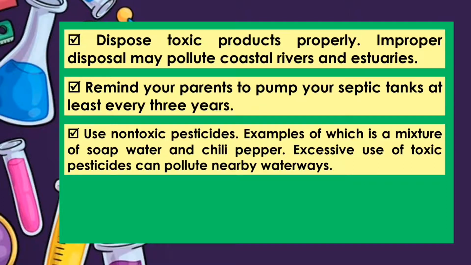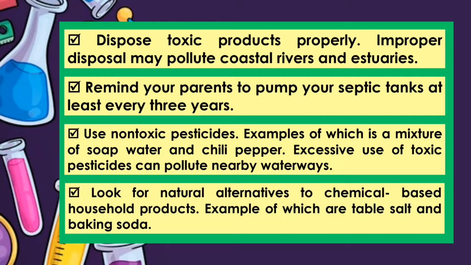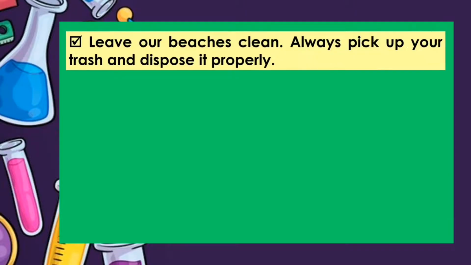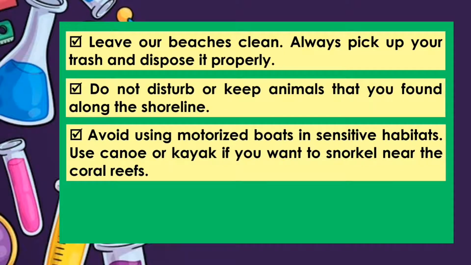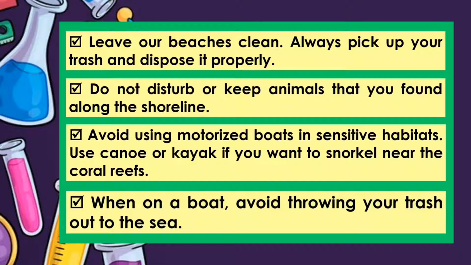Look for natural alternatives to chemical-based household products, examples of which are table salt and baking soda. Leave our beaches clean. Always pick up your trash and dispose of it properly. Do not disturb or keep animals that you find along the shoreline. Avoid using motorized boats in sensitive habitats. Use a canoe or kayak if you want to snorkel near the coral reefs. When on a boat, avoid throwing your trash out to the sea.